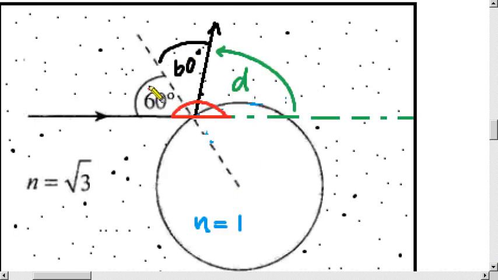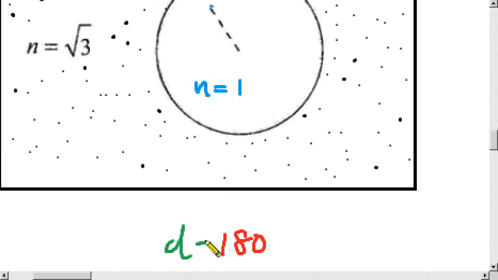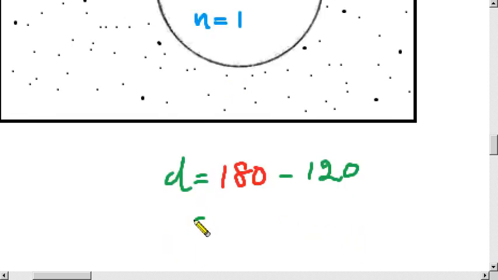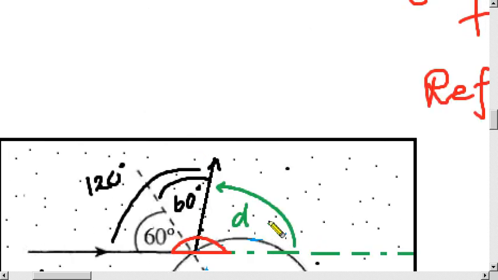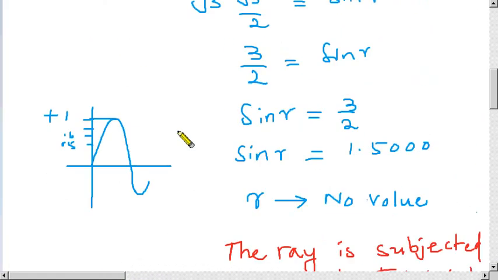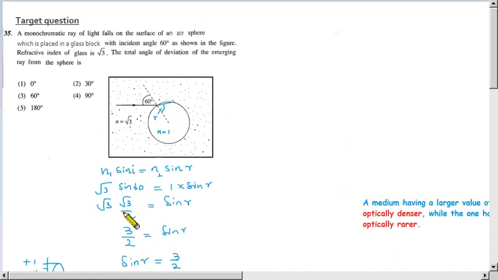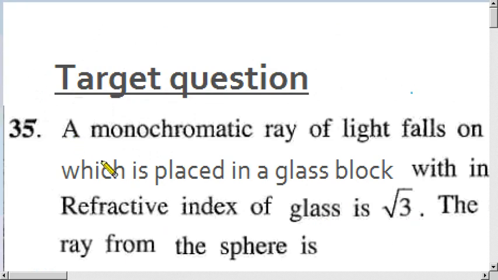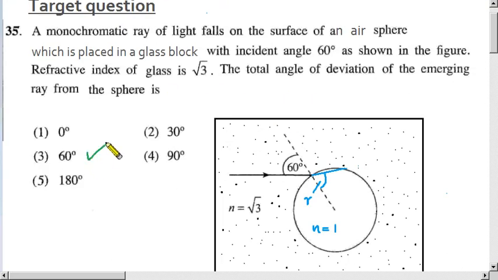We can subtract this one totally, how much? 120, 60. So if we subtract it, we get D. D equals 180 minus 120. Then we get 60 as the answer. So in this question also the answer is 60, but the way we solved is different than the first one. So the answer is 60.